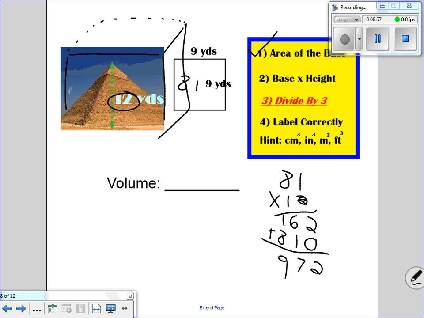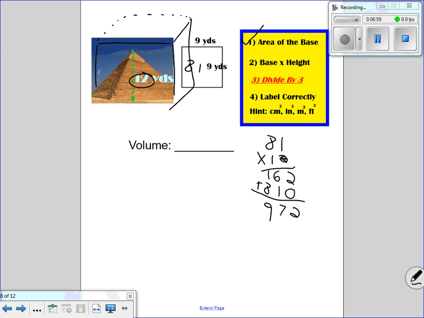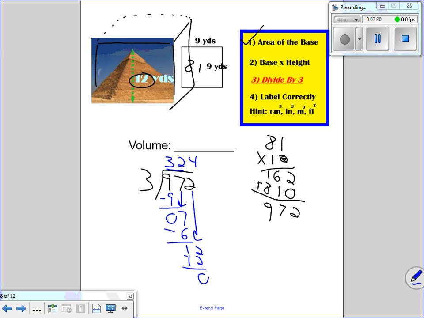But I don't. I have to divide this 972 by 3 because it's a pyramid. How many times can 3 go into 9? 3 goes in there 3 times. 3 times 3 is 9. Subtract, get a 0, bring down the 7. 3 times 2 is 6. Subtract, bring down the 2. 3 goes into 12, 4 times. 12, subtract, get a 0. 324 yards cubed.